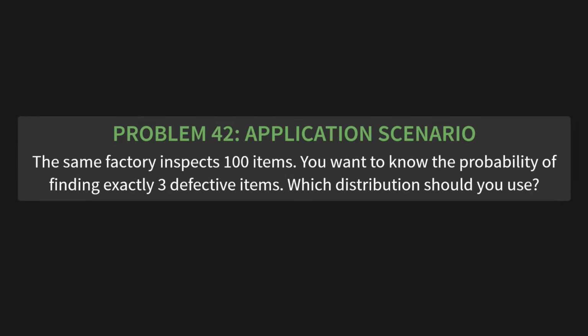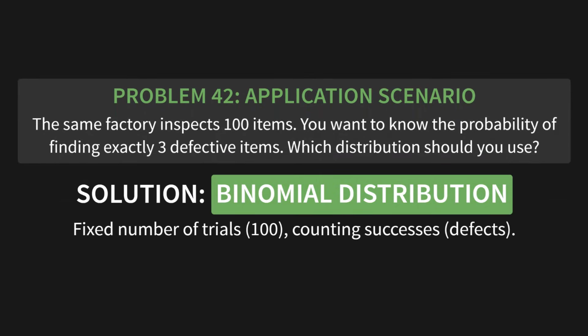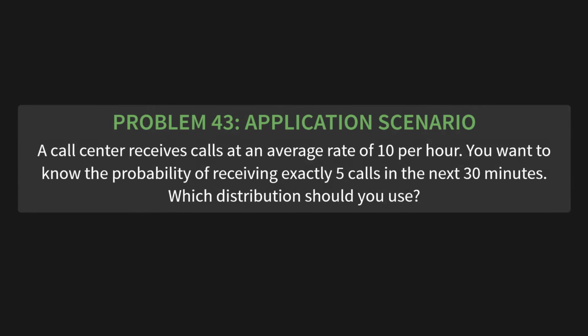The same factory inspects 100 items. You want to know the probability of finding exactly 3 defective items. Which distribution should you use? Binomial distribution. Fixed number of trials, 100. Counting successes, defects.